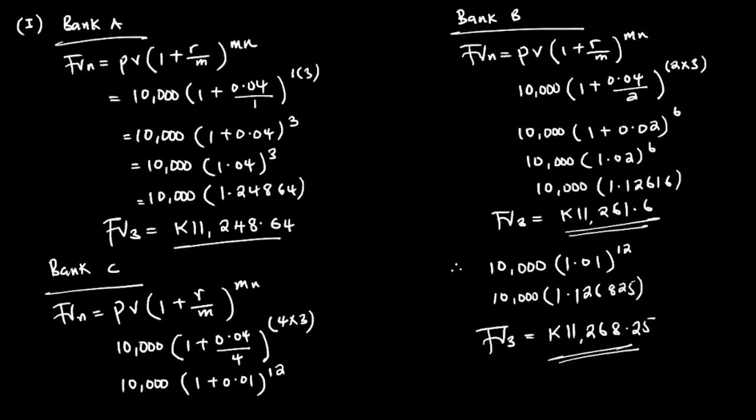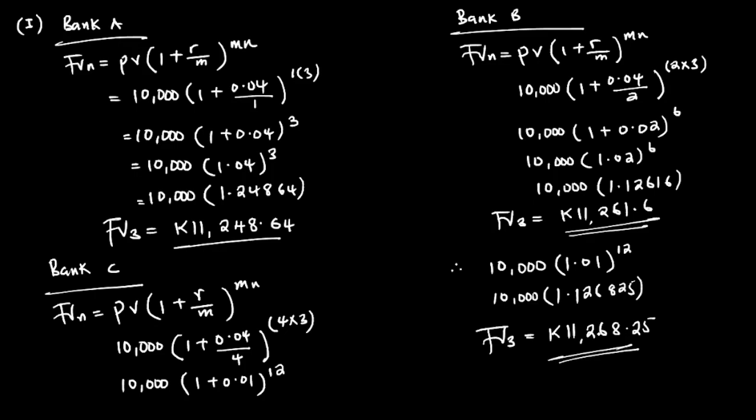So from all these 3 banks that we have, we're able to see that the rate of return becomes higher in bank 3, which is bank C, as compared to bank A and bank B. So if we're to advise Miss Sally Kalunga, we can advise her to deposit her investment in bank C, because the rate of return is higher as compared to the other banks.